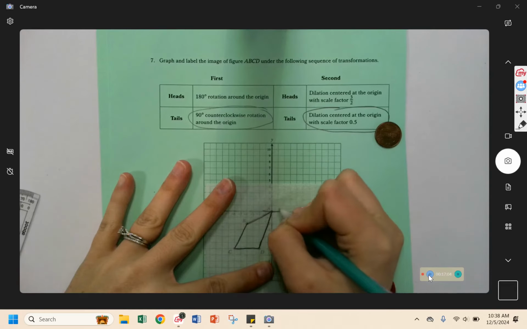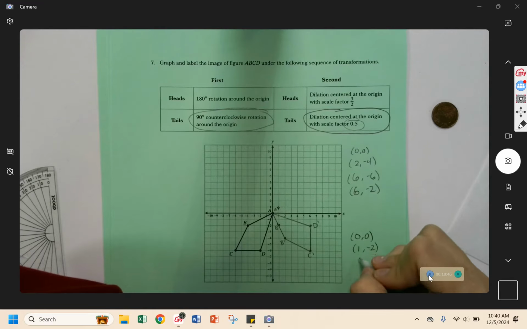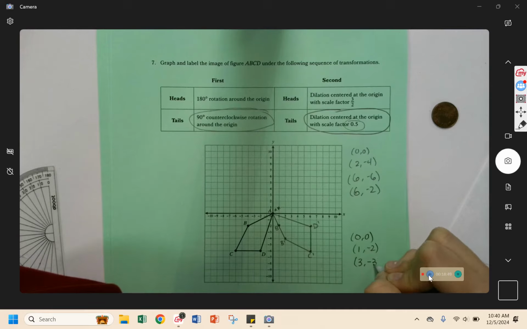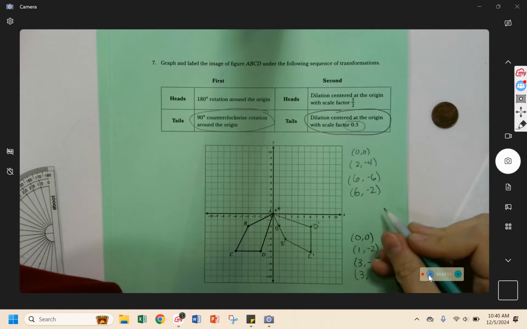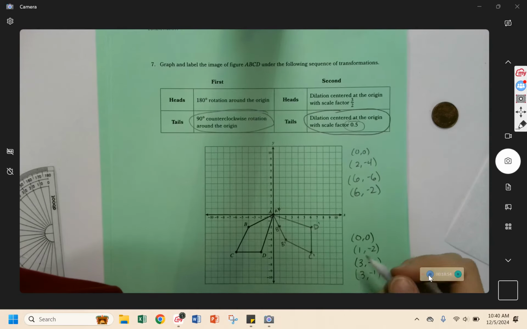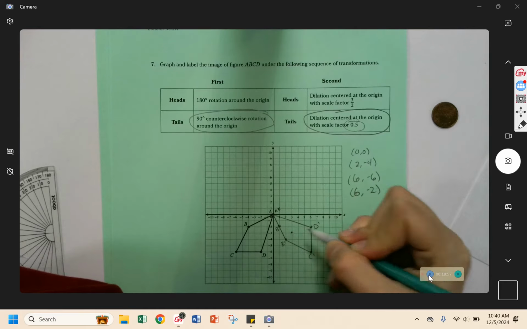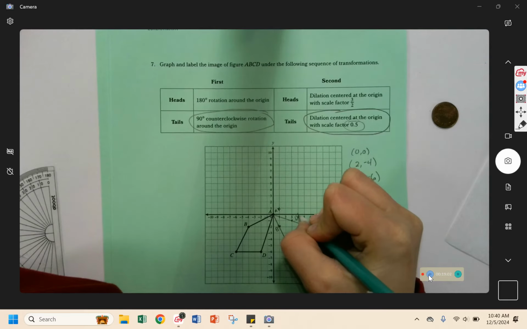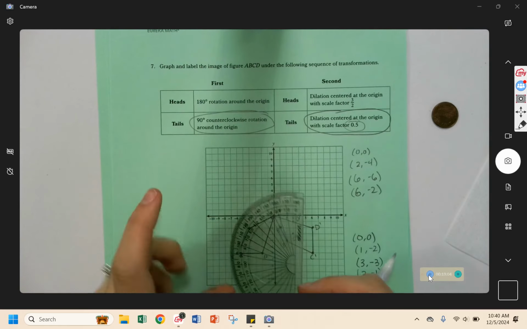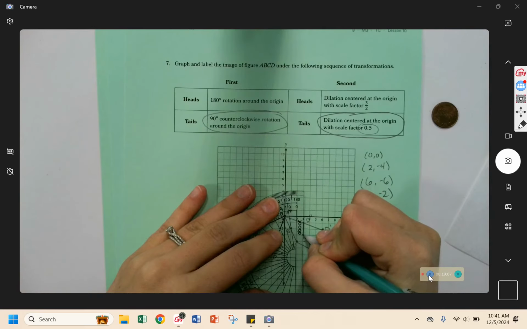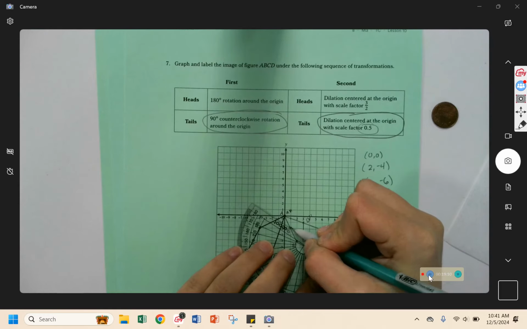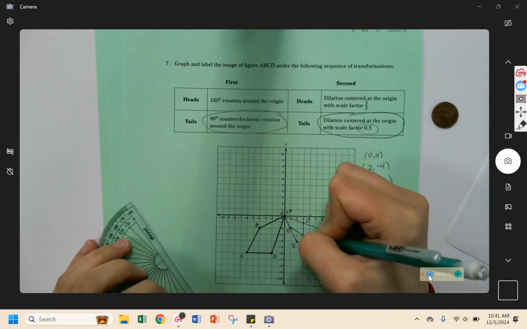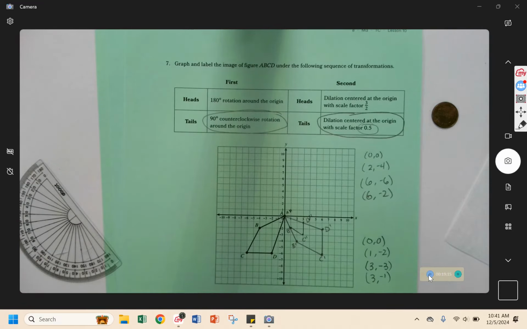Then half of 2 is 1, half of negative 4 is negative 2. This is now B double prime. Half of 6 is 3, half of negative 6 is negative 3. Half of negative 2 is negative 1. So we have 3, negative 3, 3, negative 1. And again, connect them using a straight edge. So we got this little shape here as our scale factor of 1/2.